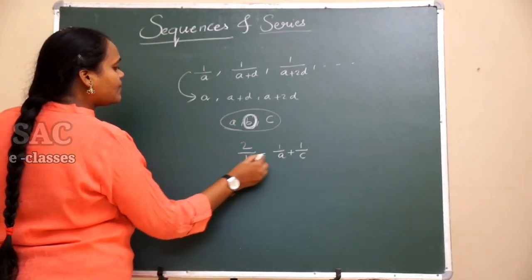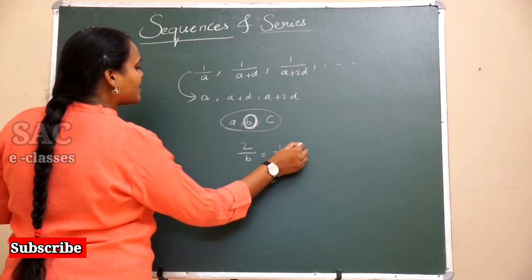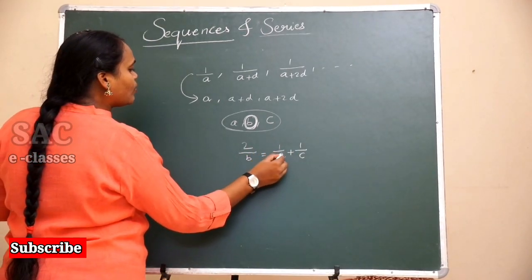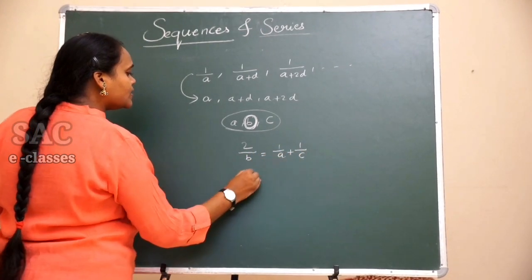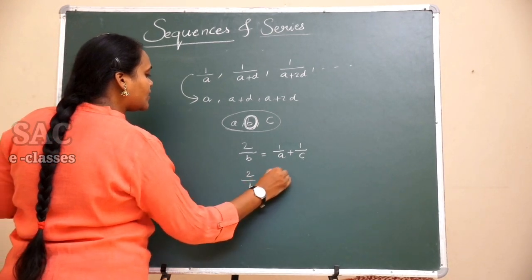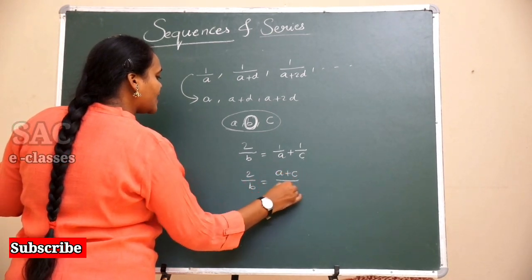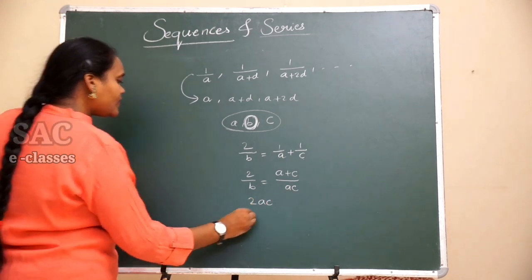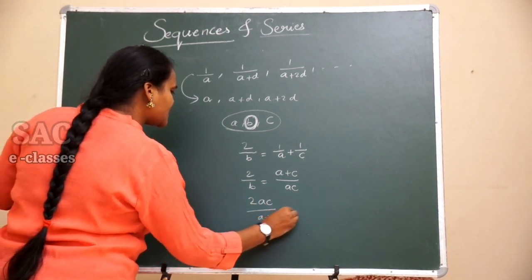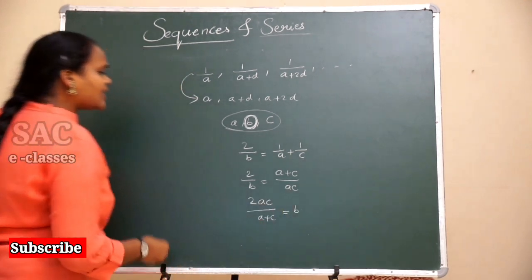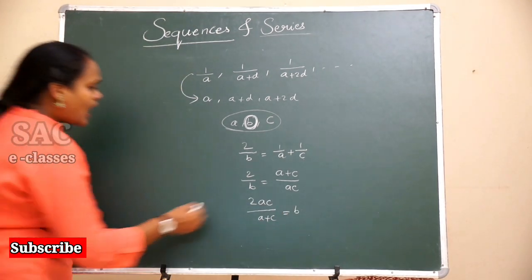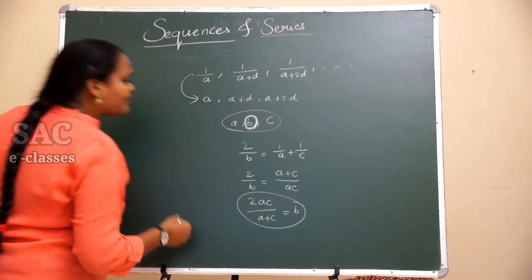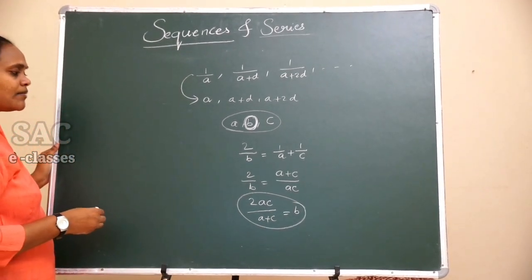harmonic mean HM is such that 2 by B is equal to 1 by A plus 1 by C. So 2 by B is equal to A plus C by AC. So 2AC by A plus C is equal to B. In that way we can find out the harmonic mean between A, B, C.